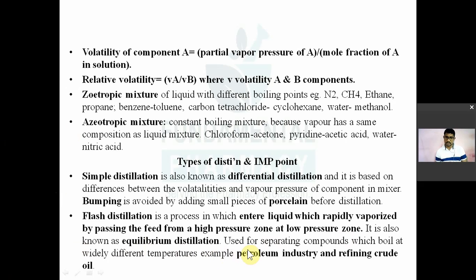Now it is used for separating compounds which boil at widely different temperatures. मतलब जिनके बॉइलिंग पॉइंट में बहुत डिफरेंस है, तो उनके लिए यूज करते हैं. So this is used for separating compounds which boil at different temperatures. For example, in the petroleum industry, for the refining of crude oil, they use flash distillation.